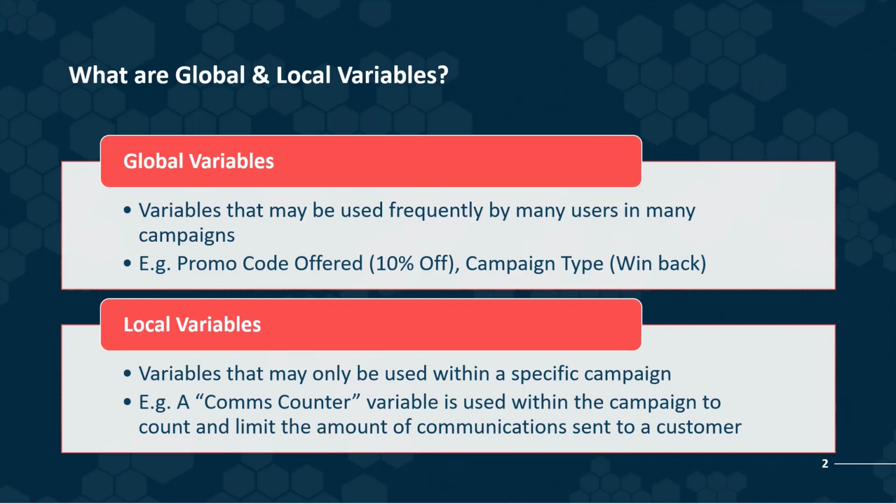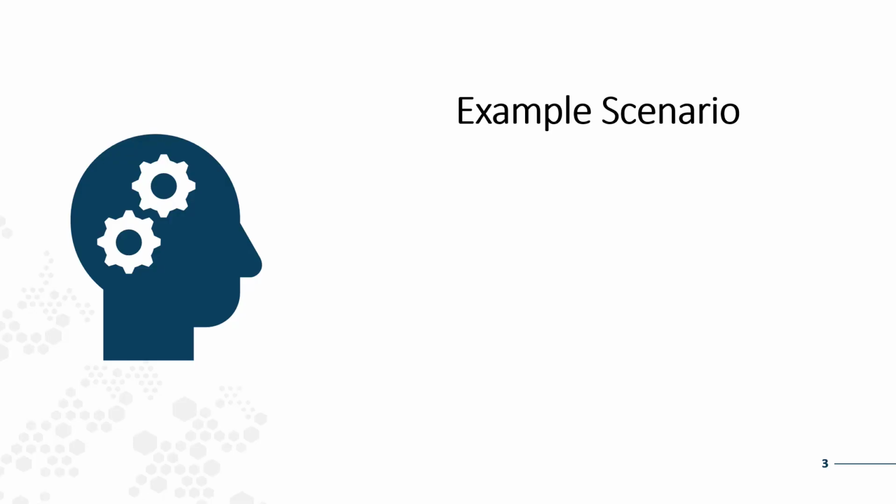Local variables, on the other hand, are variables that may only be used within a specific campaign. You would not want the same variable to be used by another campaign or another user. So for example, you might want to have a communications counter variable that's used within the campaign to count and then limit the amount of communications sent to a customer. And that's really just to help the inner workings of the campaign, so that we're not going to send too many communications out to that individual.